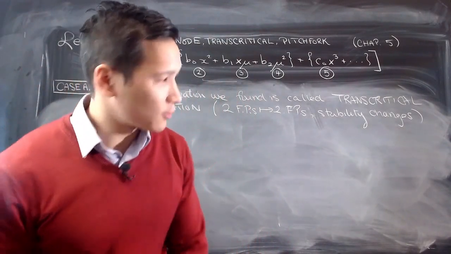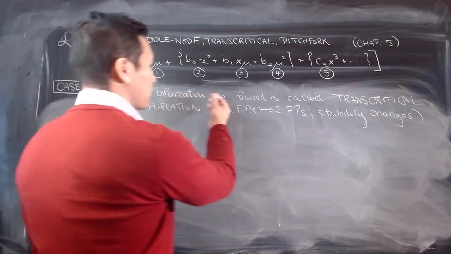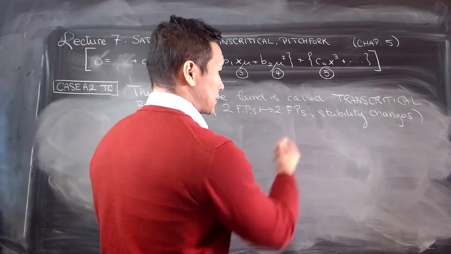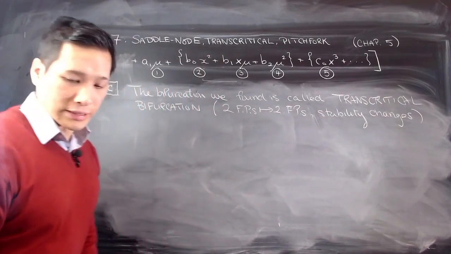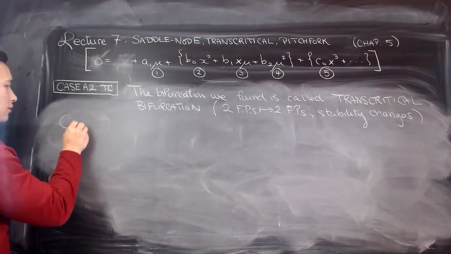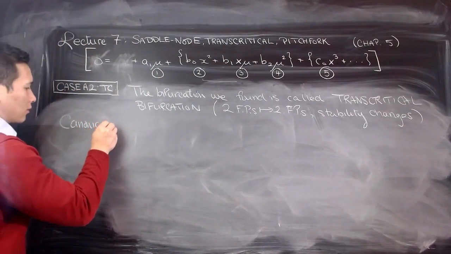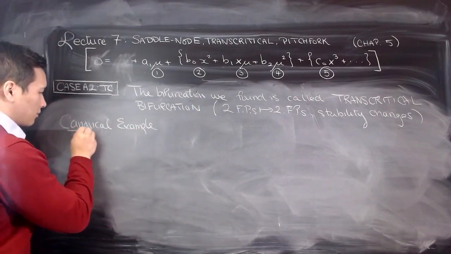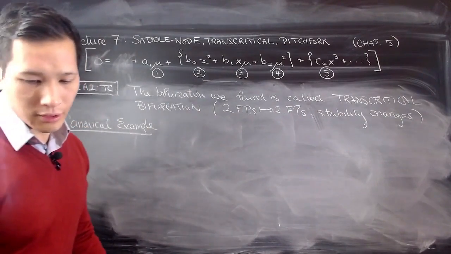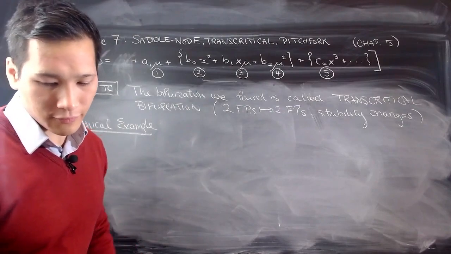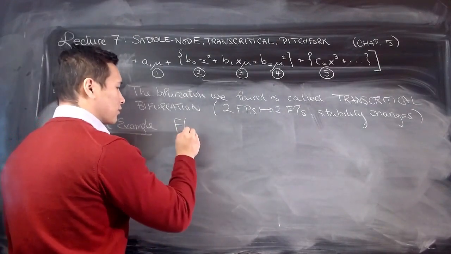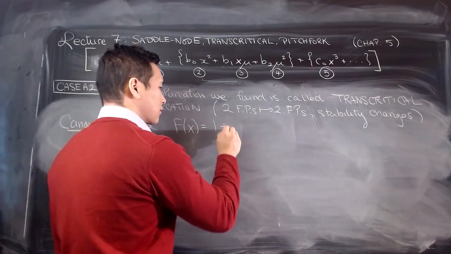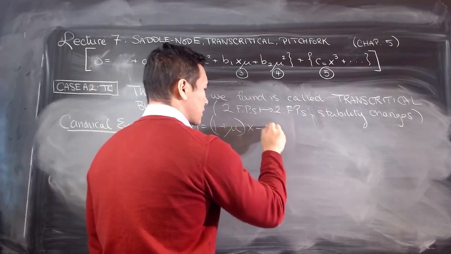Okay. So now you can see it's written the bifurcation we found is called a transcritical bifurcation. Two fixed points goes to two fixed points, and stability changes. So let's look at a canonical example of this. Canonical just means prototypical, a prototypical simple example of this transcritical bifurcation. Let's take f of x and mu to be equal to x plus mu times x minus x squared, like so.